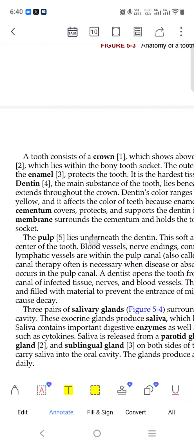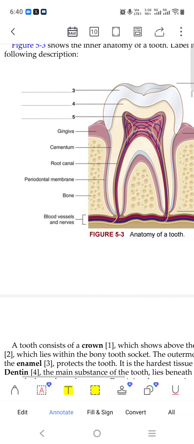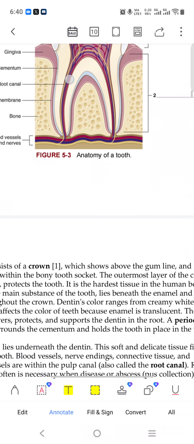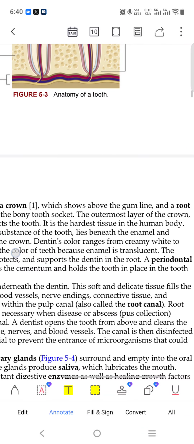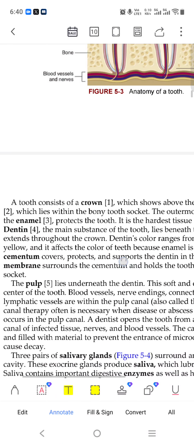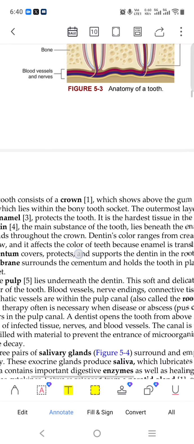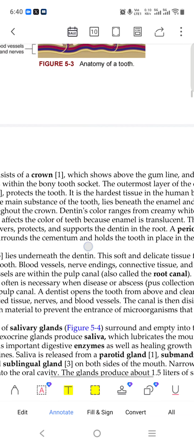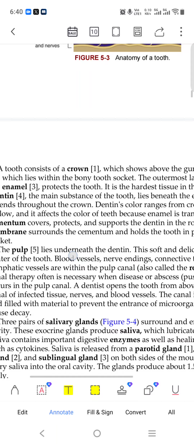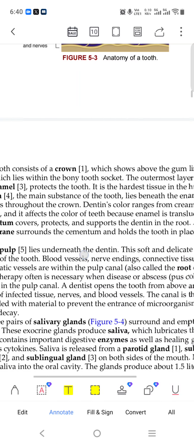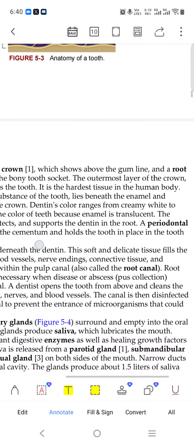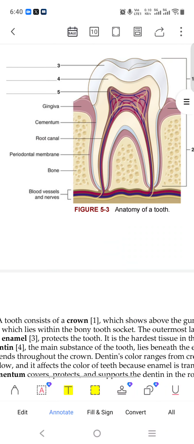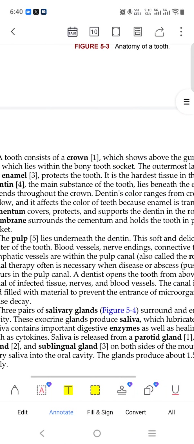First number is crown. You can see crown, number one crown here. It is the crown, the top area, which shows above the gum line. And second is the root. This is the root of the tooth, the downside area, which lies within the bony tooth socket. The outermost layer of the crown is enamel. Third number is enamel, the outermost layer.